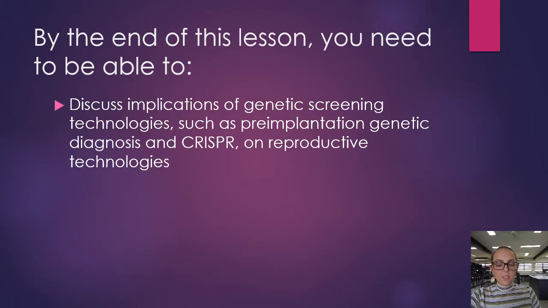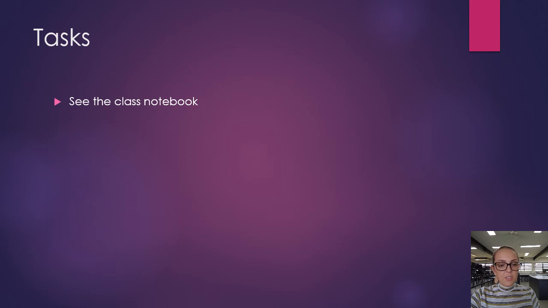So this lesson, you needed to be able to discuss some of the implications of genetic screening technologies. So thinking about pre-implantation genetic diagnosis and CRISPR on the reproductive technologies. Now we're going to investigate this a little bit further in the tasks that you're going to work through, and I'm going to be having a look at what you've come up with from this. So see the class notebook for what I'd like you to do. You're going to be watching a click view looking at CRISPR and reading an article about pre-implantation genetic diagnosis.